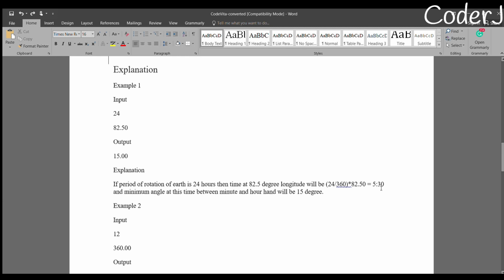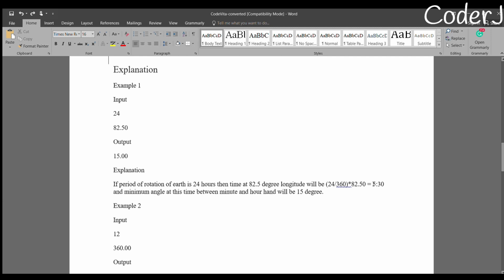Okay, actually we'll get a value of 5.5 here. I hope I'm correct. Let me just calculate it. 24 divided by 360 into 82.5, right? Yes, it will give me 5.5, and that means 5.5 hours, and 5.5 hours means 5 hours 30 minutes. So this basically means 5 hours 30 minutes.